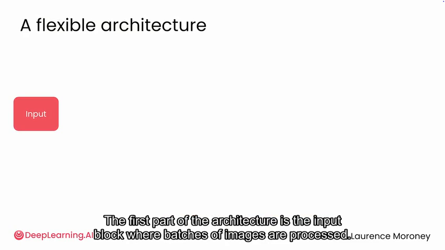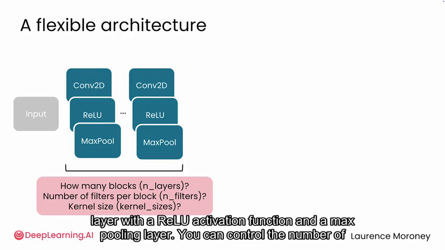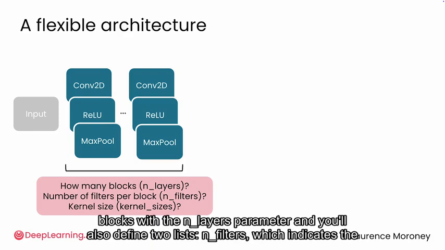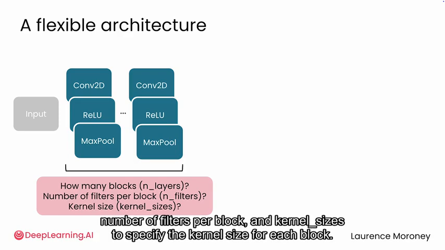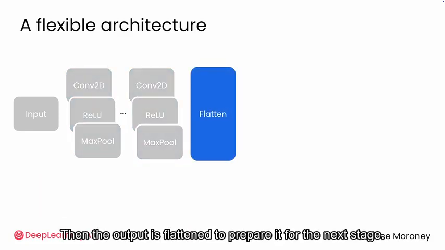The first part of the architecture is the input block, where batches of images are processed. Next comes a series of convolutional blocks. Each block is composed of a convolutional layer with a ReLU activation function and a max pooling layer. You can control the number of blocks with the n_layers parameter, and you'll also define two lists: n_filters, which indicates the number of filters per block, and kernel_sizes to specify the kernel size for each block. Then the output is flattened to prepare it for the next stage.